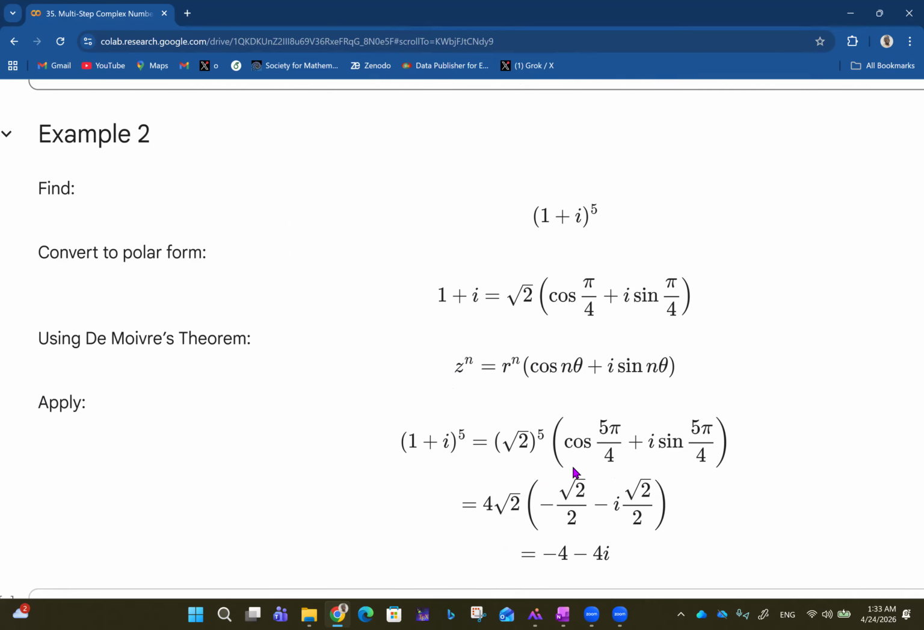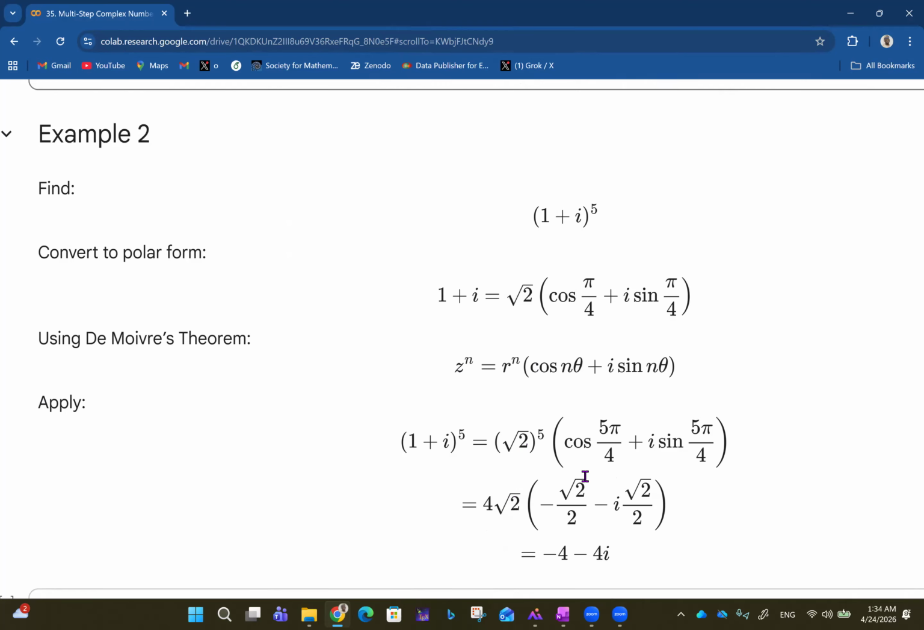So if you tidy that up, root 2 raised to power 4 is 2 raised to power half times 4. That is 2 raised to power 2, which is 4. And then you still have 1 root 2 left. That's 4 root 2. And this time, you have 5 pi over 4.